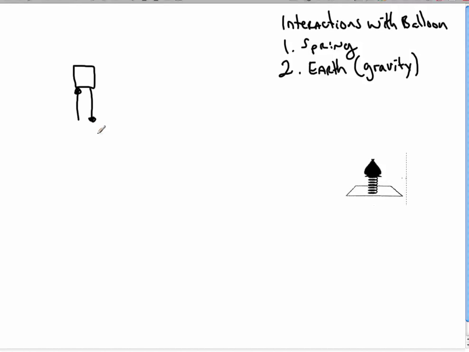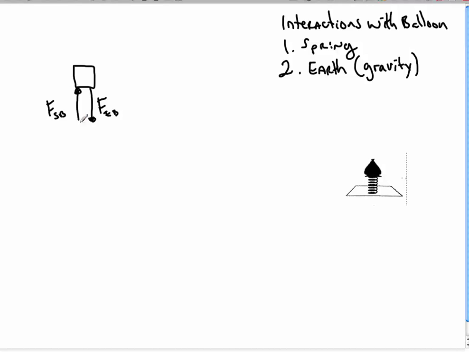But I want to be a little more specific. I want to label these interactions. So I'm going to label this force, earth, on balloon. That indicates the force, which is the interaction between the earth and the balloon. Over here, I'm going to label this force, spring, on balloon. Again, all this says is it's a force, and the subscripts there indicate the two objects that are interacting, in this case, the spring and the balloon.